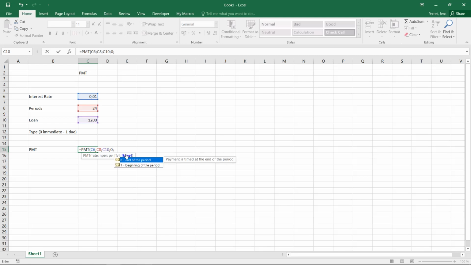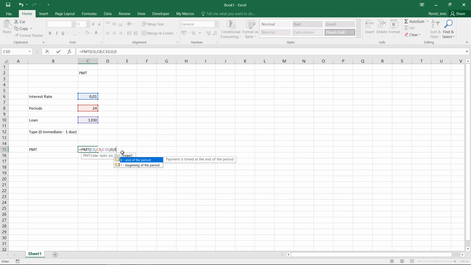Then we have the final component, the type. When does the payment have to occur? Should the payment always occur by the end of the month, so be an immediate payment, or by the beginning of the month, should be a due payment?